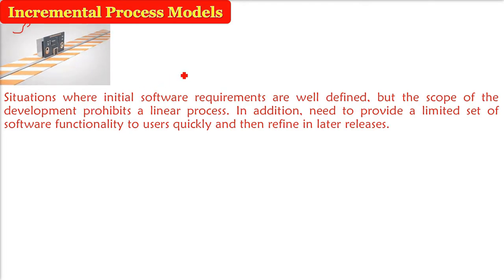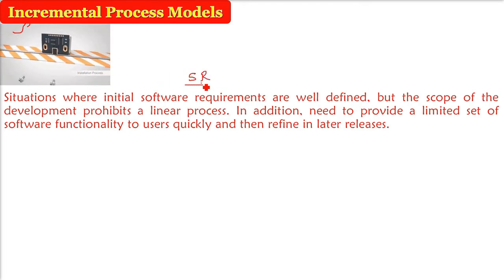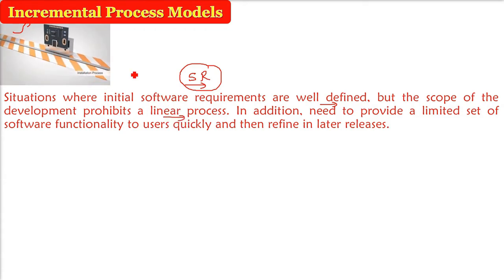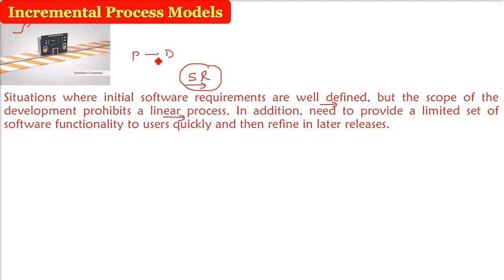There are certain situations where the software requirements, the user requirements, are quite clear. They are well defined, they are stable, there is no change. Everything is clear. So people will ask, why are you not using the waterfall model? You can use the waterfall model because the requirements are clear. But the problem is the development process or the requirement of the user is preventing the linear process, which is the waterfall model kind of use of that process model, that is right from communication till deployment. You cannot have a linear way because they want something quickly.